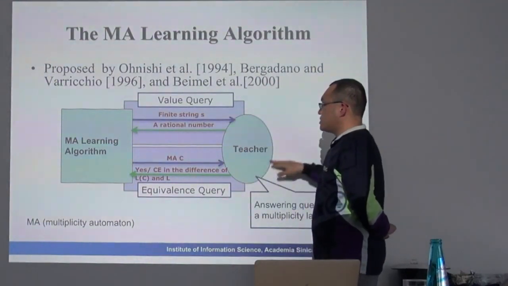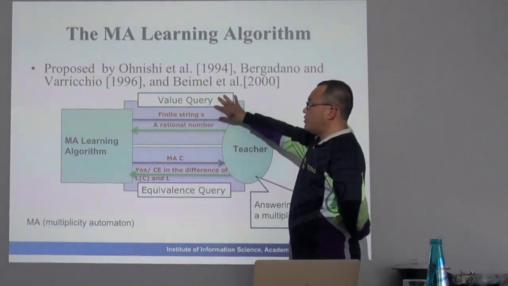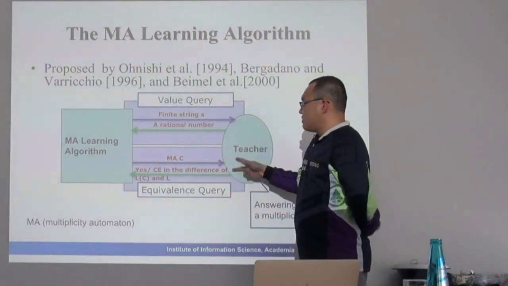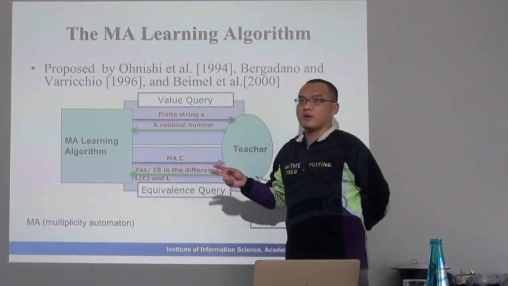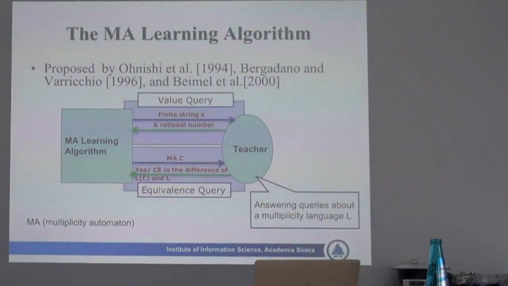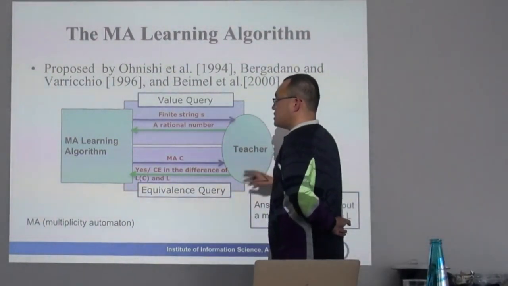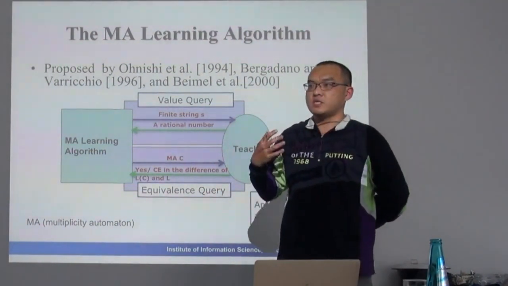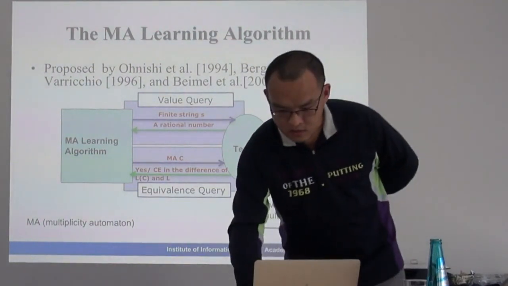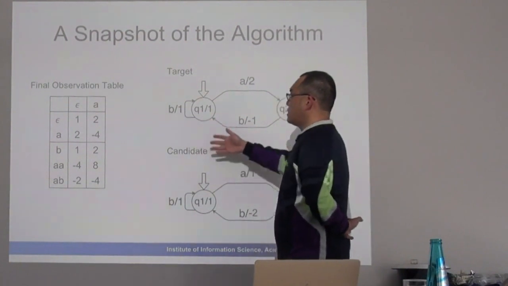It assumes a teacher can answer 2 kinds of queries. A value query: given a string, return a rational number. An equivalence query: check whether the multiplicity automaton recognizes the language of your system, and if not, give you a concrete counterexample. If one can provide a teacher like this, then the algorithm can infer a multiplicity automaton, which is a model of your system. Its usage is very similar to the structure of L-star, but I will not go into detail here.